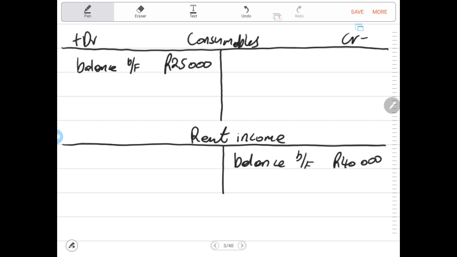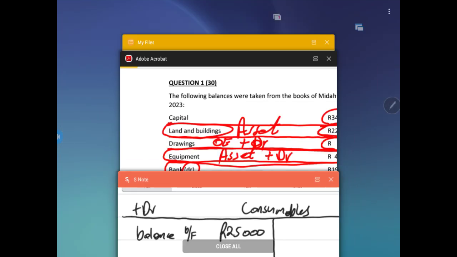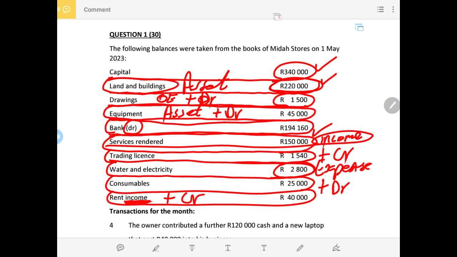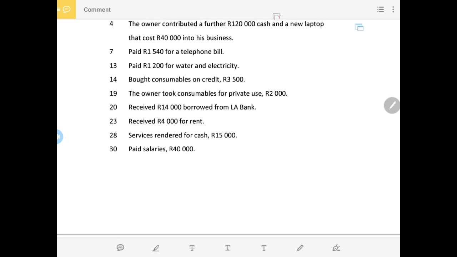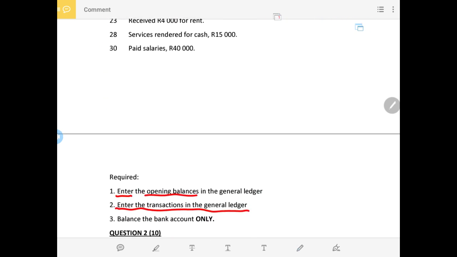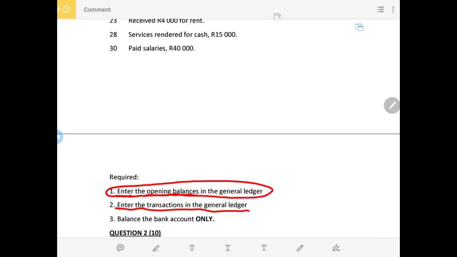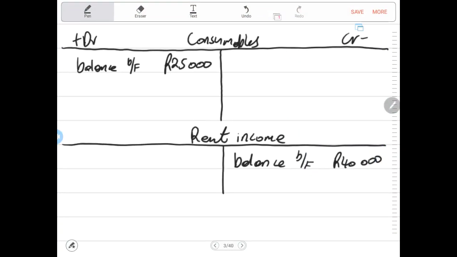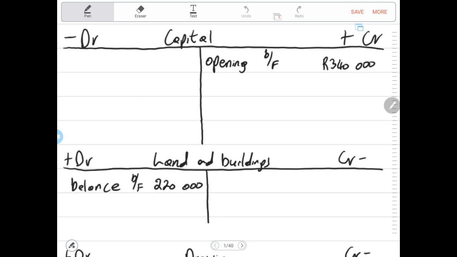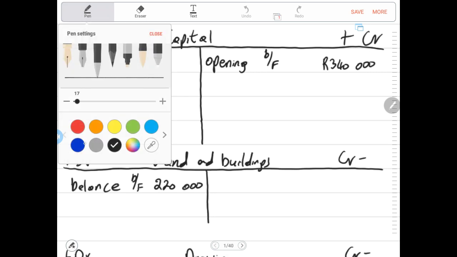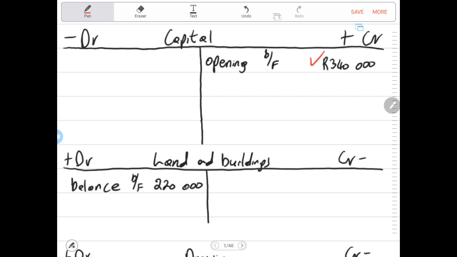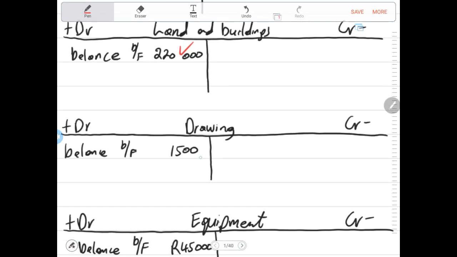The BF is brought forward. So we have responded to the first requirement. The first requirement instructed us to enter the opening balances in the ledger accounts, and we have done that. Remember, for your recording of these opening balances, you are getting marks for your recording. Accurately recording in the description, you are getting marks.